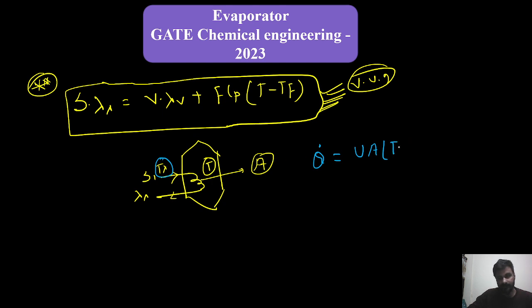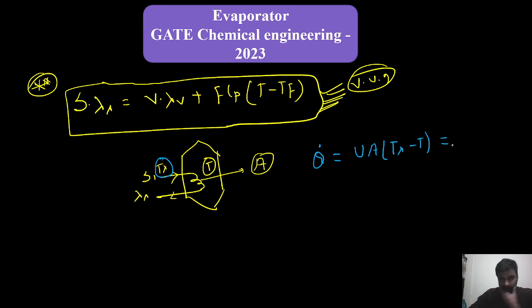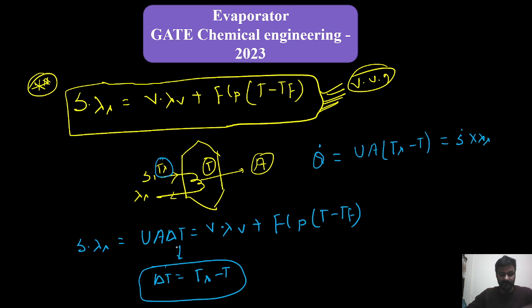Delta T is equal to Ts minus T, and that will be equal to the flow rate of steam multiplied with latent heat of vaporization. That will be the heat duty of this heating coil, that is S dot multiplied with lambda S. So can I directly write S dot lambda S equals UA delta T, that is equal to V into lambda V plus F Cp of feed into T minus Tf, where delta T you will have to remember is equal to Ts minus T, and this T will be T saturation sometimes. So this is the energy balance.